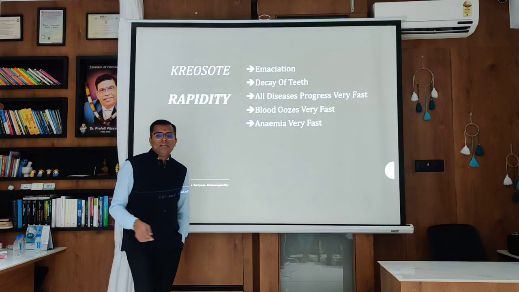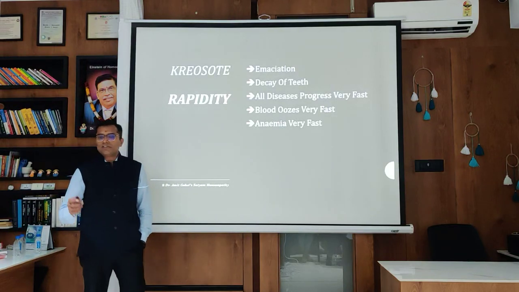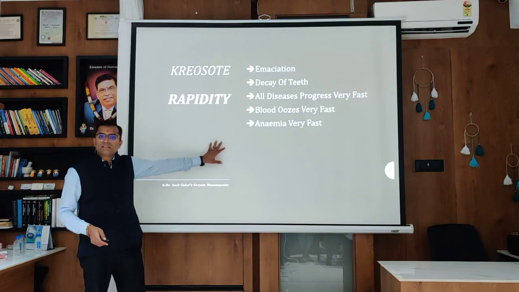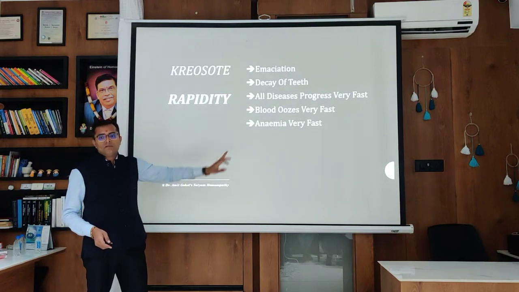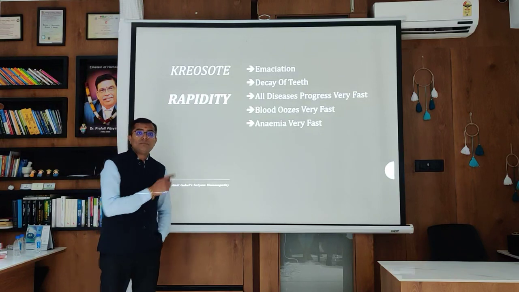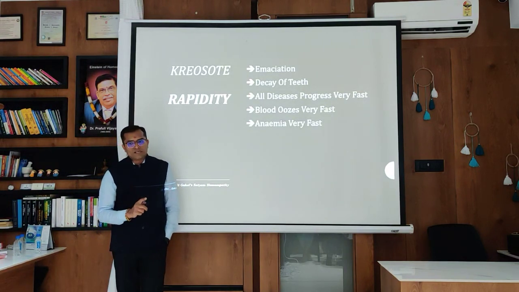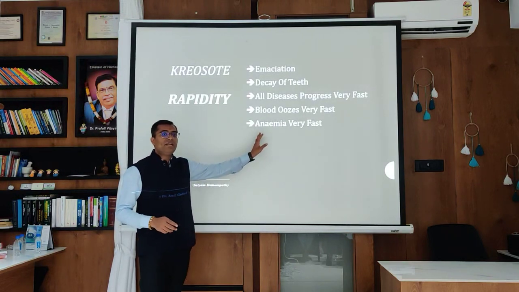So in rapidity there is rapid emaciation, decay of the teeth, and all disease progresses very fast. So again, this is a fast carbon. Petroleum is also a fast carbon, with sudden manifestation. Creosote is also a fast carbon, progressing fast. So syphilis is very fast in this Creosote. The blood oozes very fast, anemia very fast. So you can find anemia, aplastic anemia.